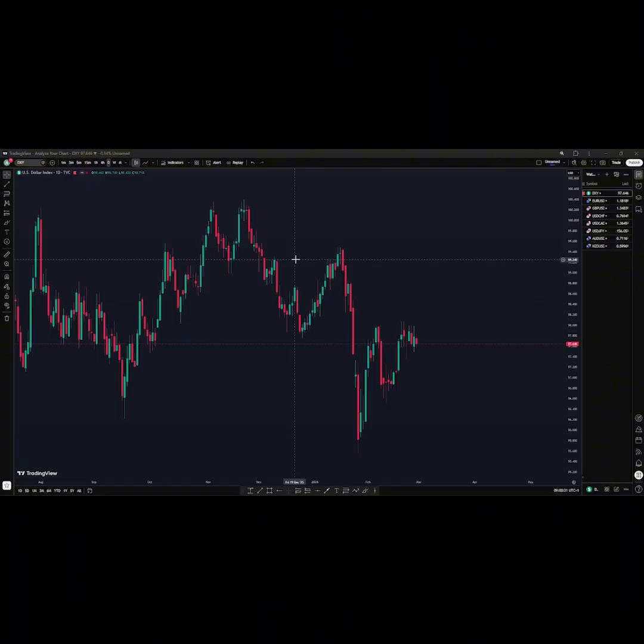And as usual, we are going to be looking at the dollar index. Now, looking at the dollar index, you can clearly see that we are still in a downtrend, right? Because we are creating lower lows, lower highs, lower lows, and lower highs, as you can see clearly here.